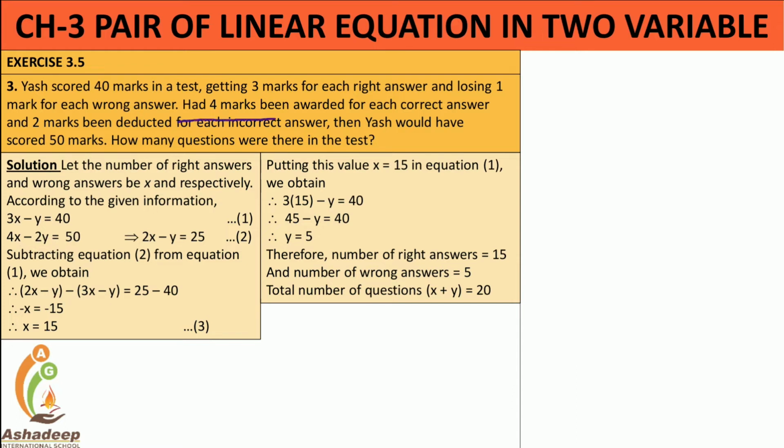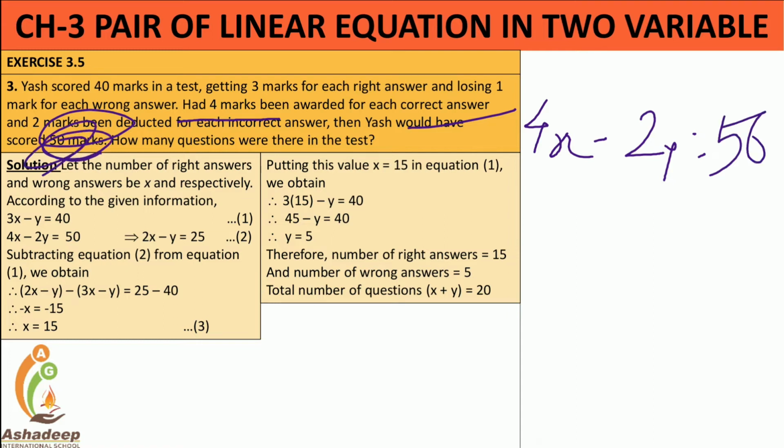Another one, 4 marks for the correct answer, so 4x, and 2 deducted for the incorrect. So 4x minus 2y is equal to, in total he scored 50. Right? So in that manner we can find this out.